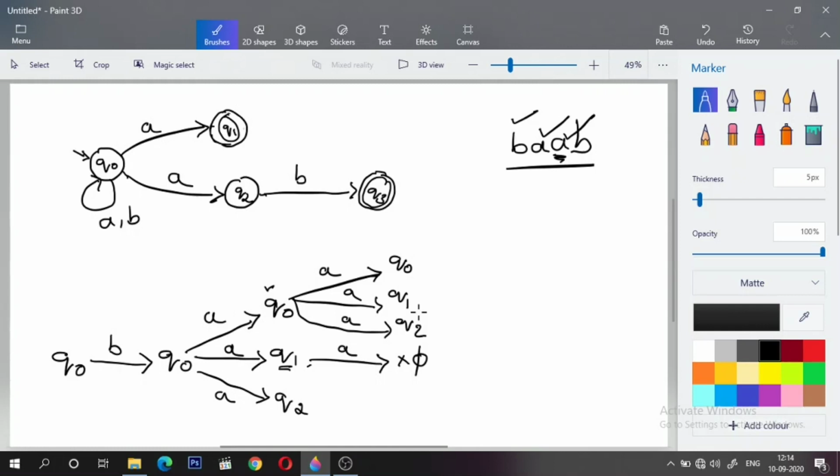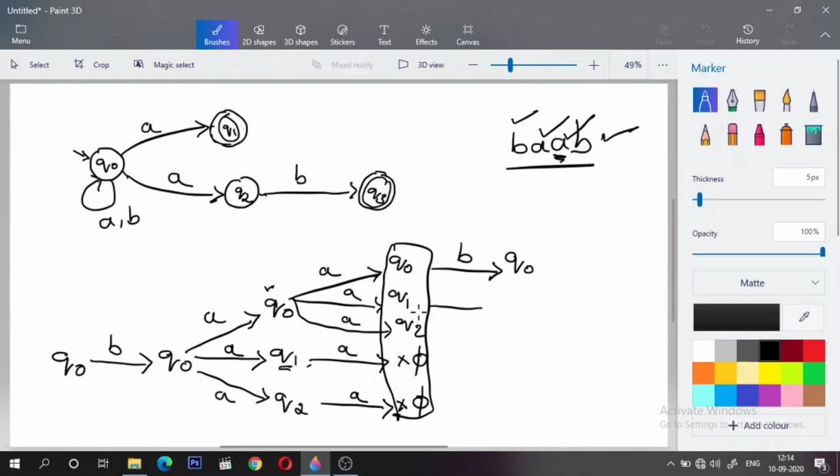Same thing, Q2 upon A, there is no definition. So even this goes to some dead configuration or dead path. I'll represent it with null. So after encountering B, A, A, I have ended up in these states, right? Okay, so let us see what happens when we encounter B. Q0 upon B, where can I go? I can go to Q0 itself. Q1 upon B, I don't have a transition, so this will lead me to a dead path again. The cross mark represents a dead path.